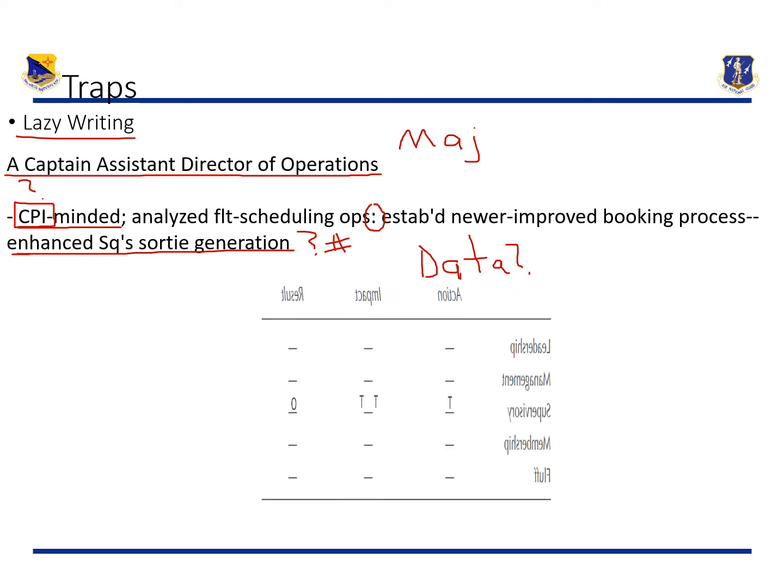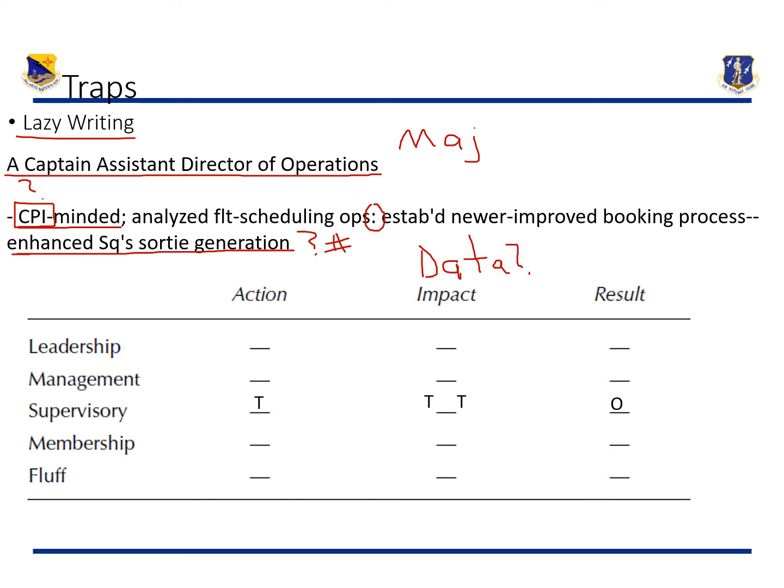If I was going to rate this bullet, honestly, we're talking about a major here, normally performing at the management level. But his initial statement, CPI minded, really talks about combining skill sets, which I'm okay with. That's a supervisory level, not necessarily a membership level. But he's doing things that are more on the tactical slash operational level. So I would say I'm on the fence on those two.